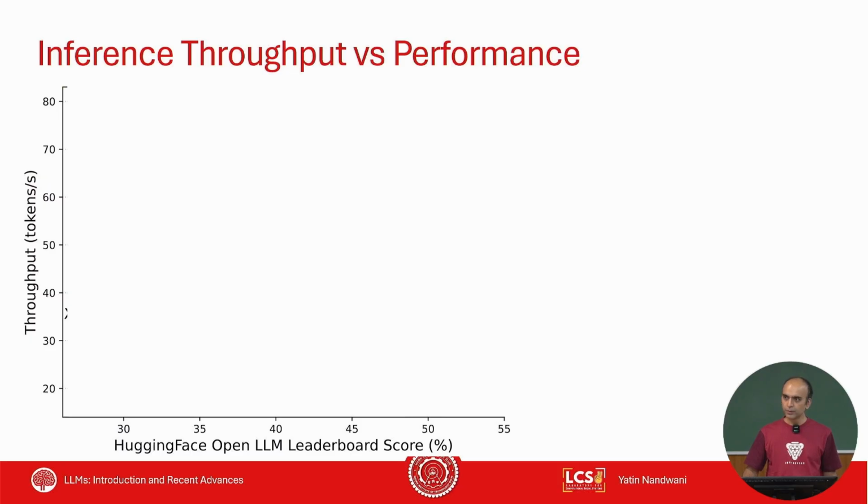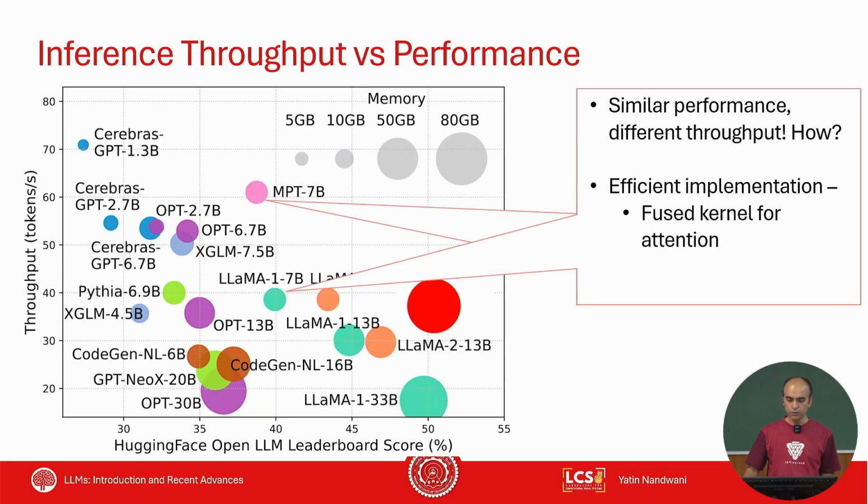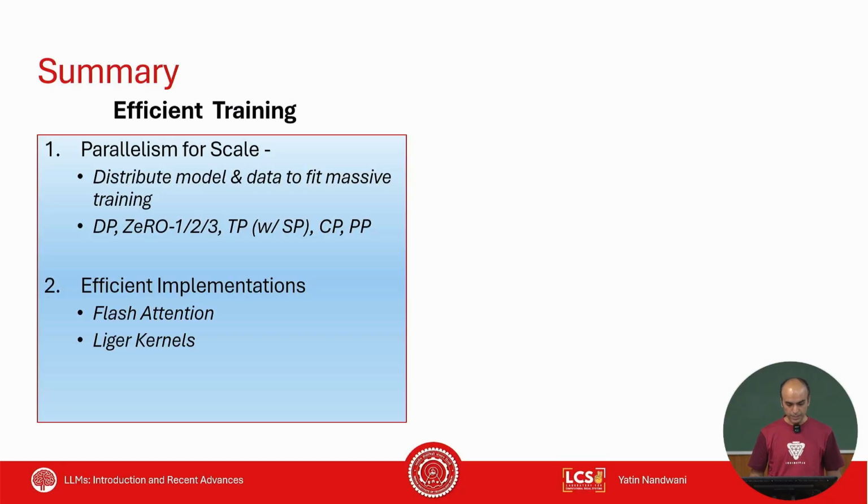Then we looked at another graph of throughput versus performance, and we observed 2 anomalies. The first one was a model with the same parameter size but higher throughput, and we attributed it to its efficient implementation. So we looked at flash attention, which is the norm. We cannot train any meaningful model without flash attention. We also saw there are fused kernels for other tasks, and a library called Liger kernels does it. That's what we looked at.